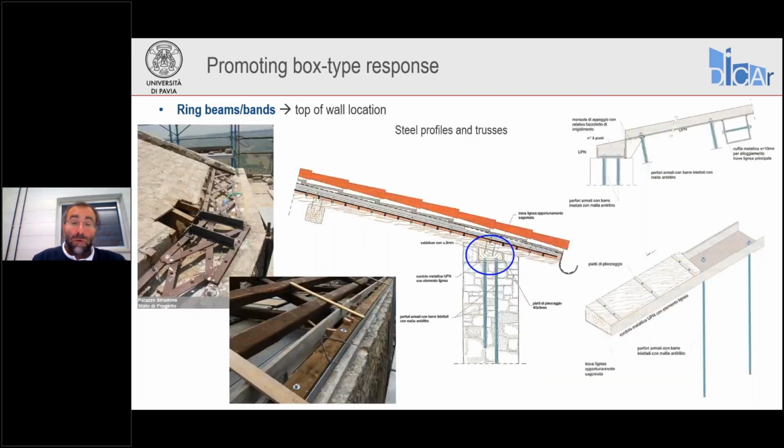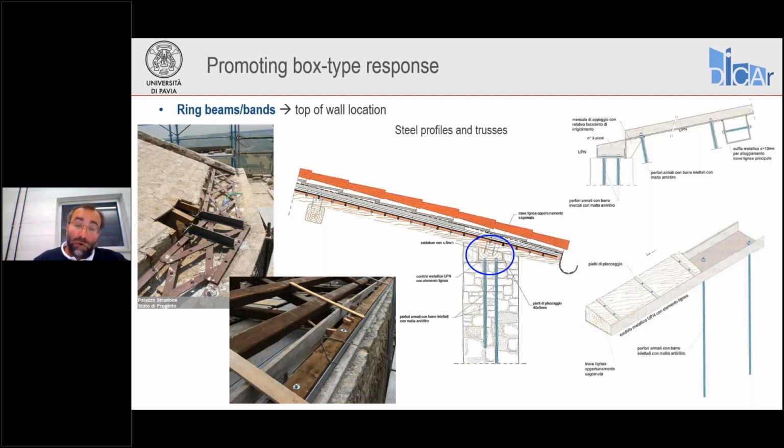Other solutions for roof ring beams involve the use of steel profiles, for example, channels. And you see this solution here with a steel channel with a timber element inside the channel so that it can be easily connected to the roofing system. Or we also have small roof trusses embedded in the thickness of the wall to serve as top ring beams.